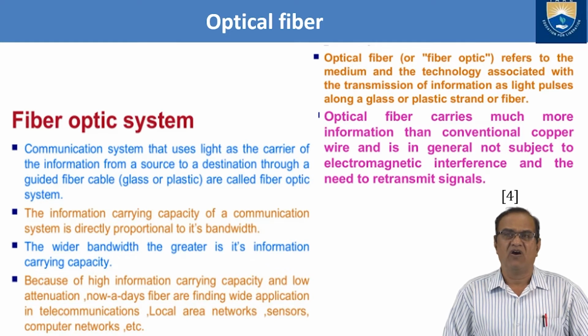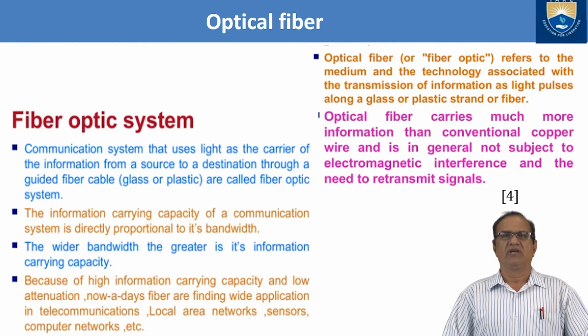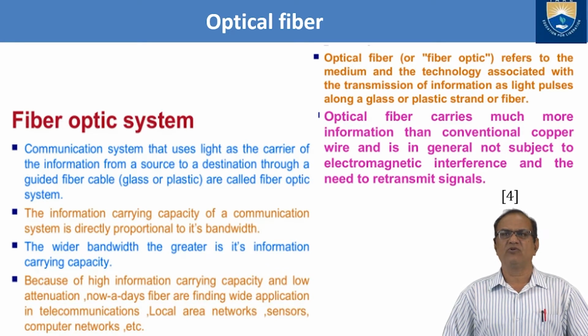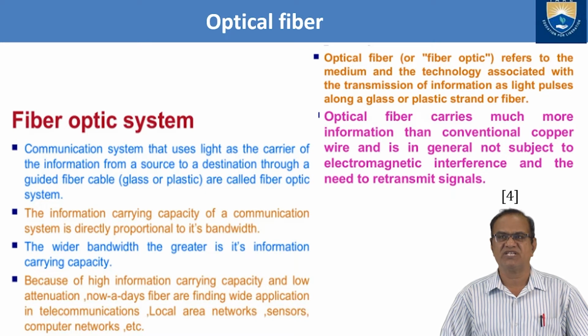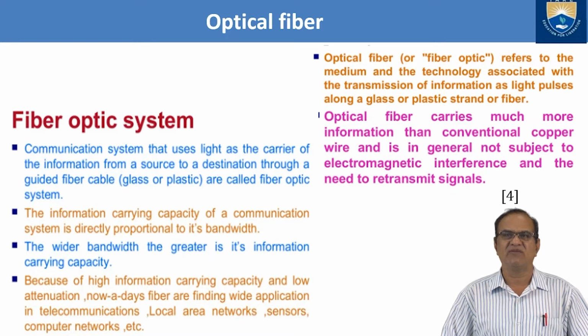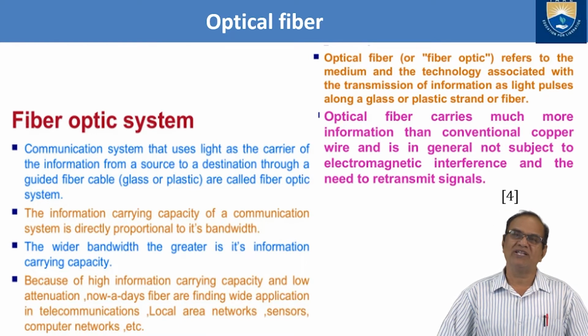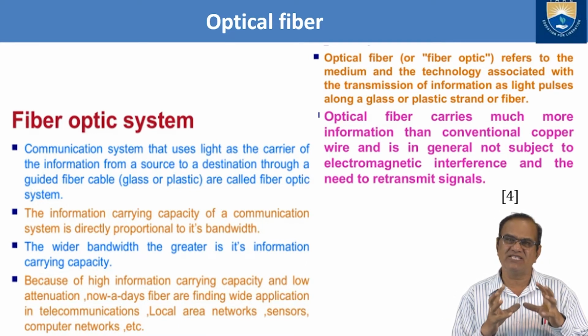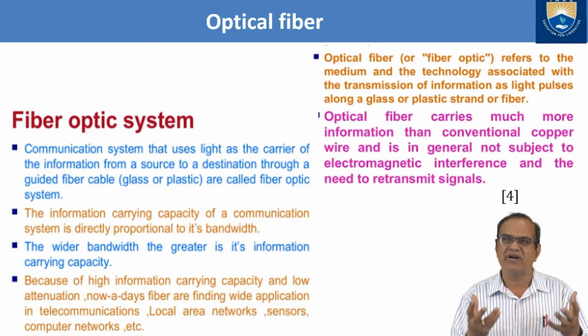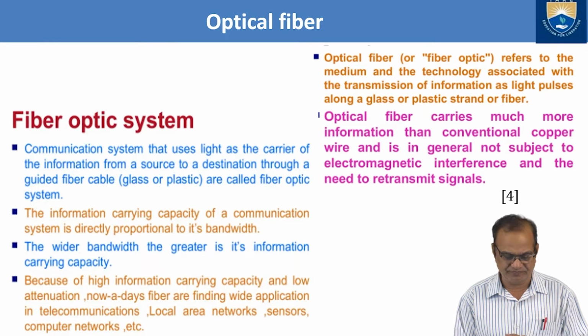Now a fiber optic system is a communication system that uses light as the carrier of information from a source to a destination through a guided fiber cable, glass or plastic. So what is the fiber optic? In this we use glass or some type of plastic through which data is transmitted.